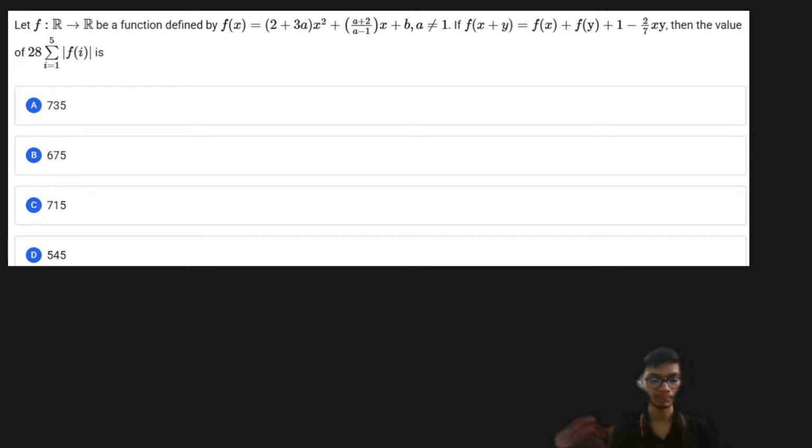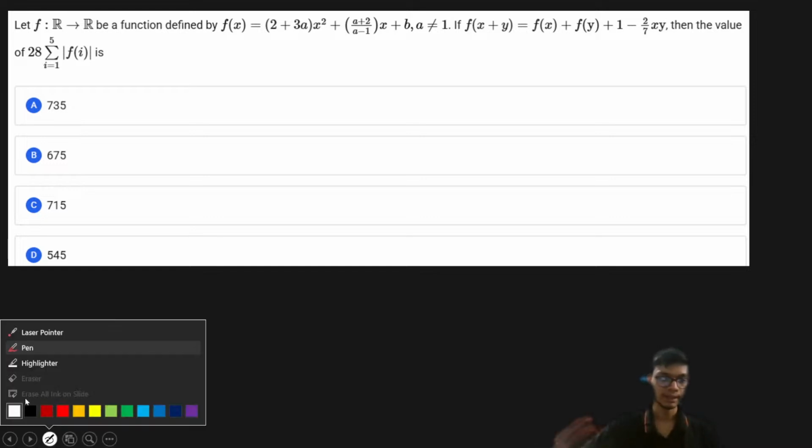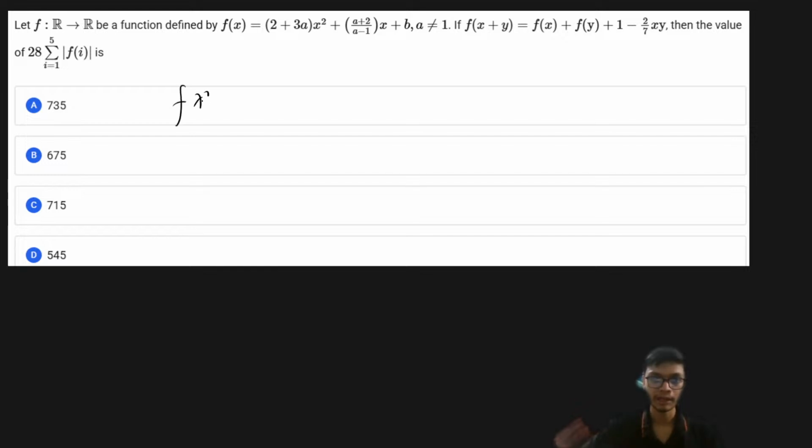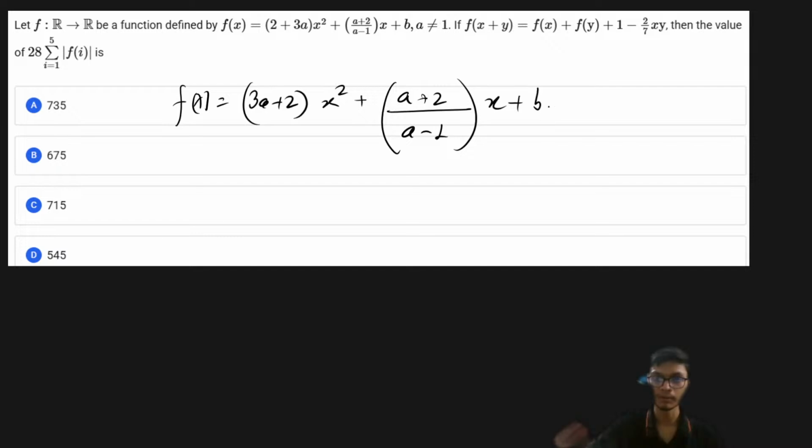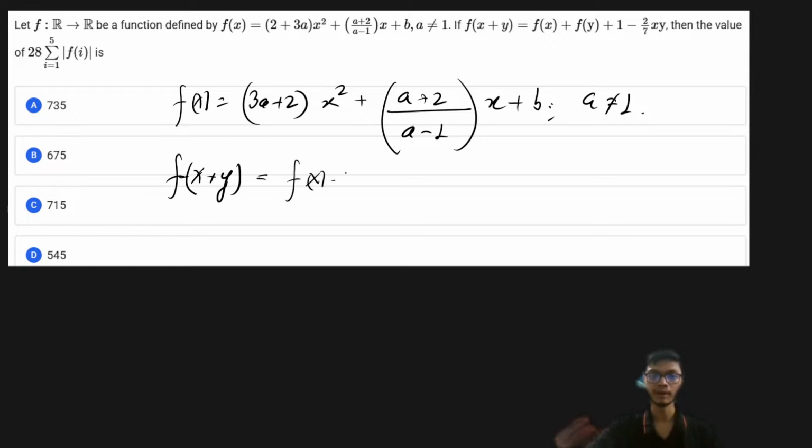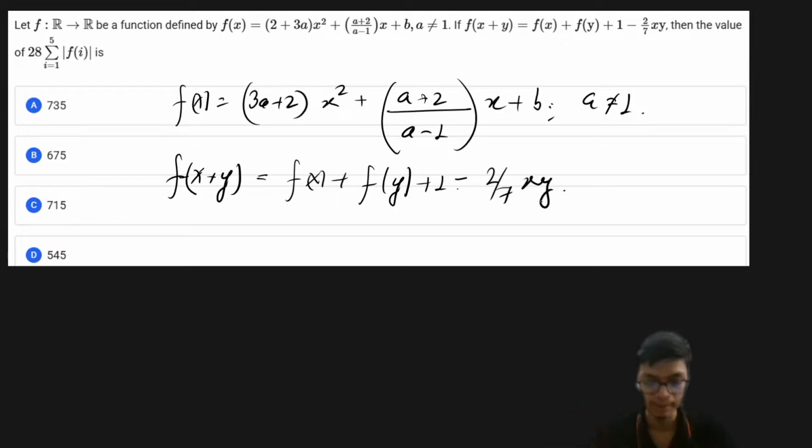Now this is going to be an interesting problem. If you look at the problem construction, the function f of x is defined as 3a plus 2 into x squared plus a plus 2 divided by a minus 1 into x plus b, and it is said that a is not equal to 1. The functional equation given for the function is f of x plus y equals f of x plus f of y plus 1 minus 2 by 7 times x into y. That is what is mentioned in the problem.